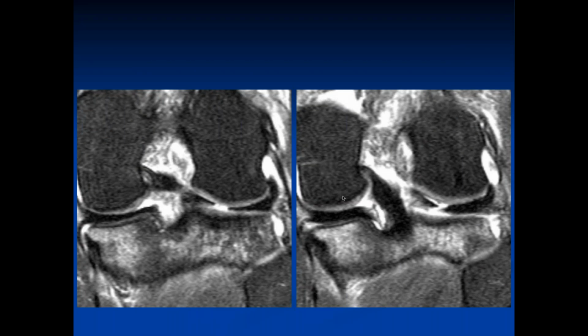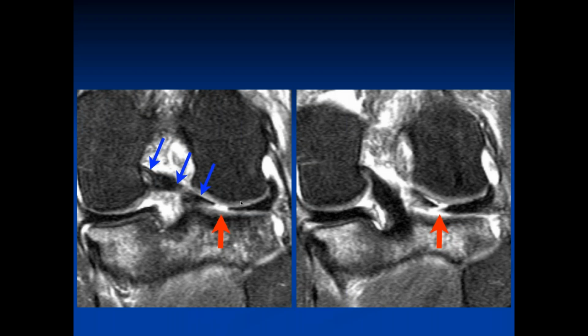Jennifer, what do you think of this case? Okay, so we're looking here at the posterior horn of the lateral meniscus. There's some vertical increased signal intensity, so I would be concerned about a radial tear. Okay. And then what is this signal here, or loss of signal?